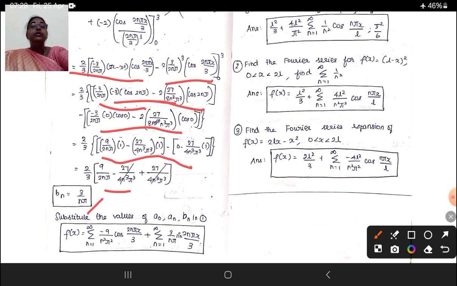3 by n pi. So we got a naught, an, and bn. Writing all the values in this equation, we get the solution for this function f of x.